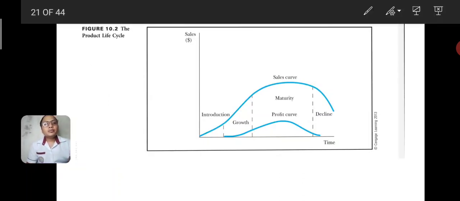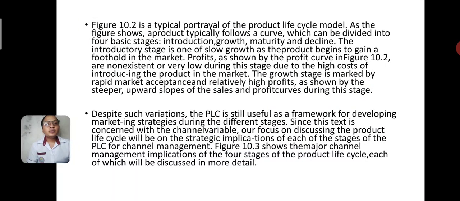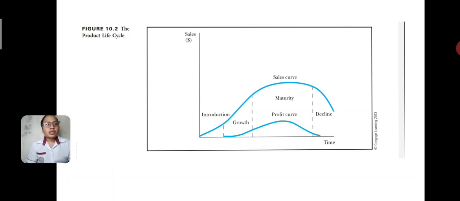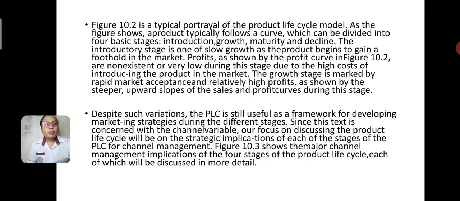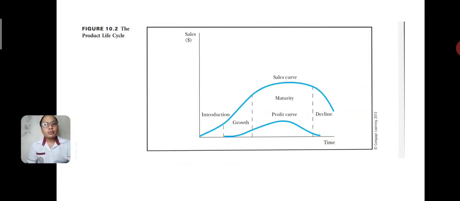Ito yung product life cycle natin, which can be divided into four basic stages: introduction, growth, maturity. So, ito yun, introduction, then maturity ng product, tapos yung decline, kumbaga simula ng produkto, bago yung nasa maturity na or yung established na siya, nasa kalagitnaan, bago yung bababa na siya, yung decline.